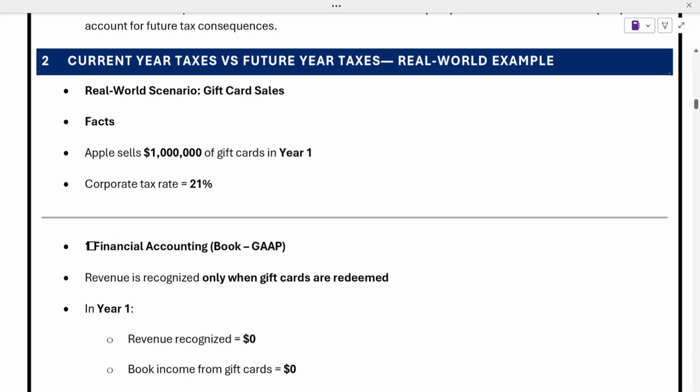Okay, so now let's try to understand current year taxes and future year taxes through a real world example. Let's take the fact that Apple sells $1 million of gift cards in year one. Let's suppose they entered into a new business wherein they are going to sell $1 million of gift cards, and the corporate tax is 21%.